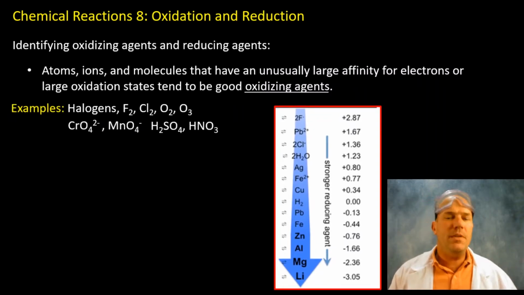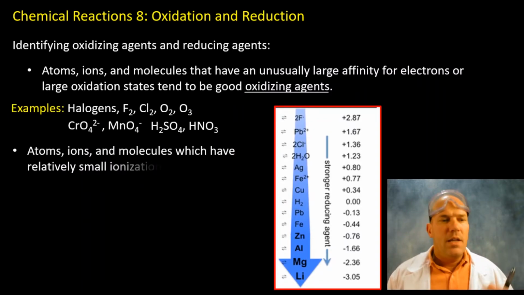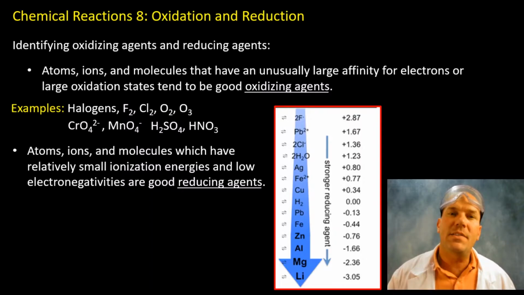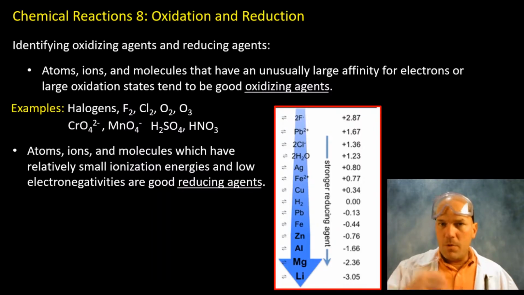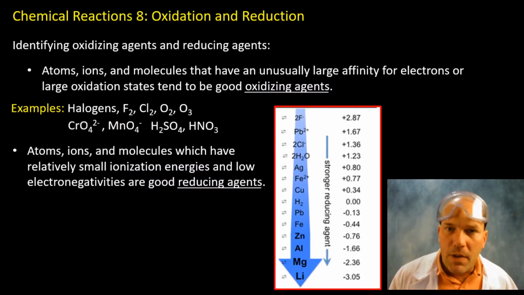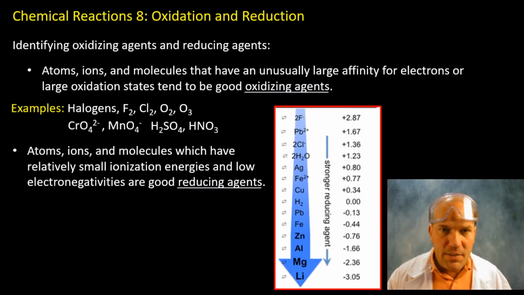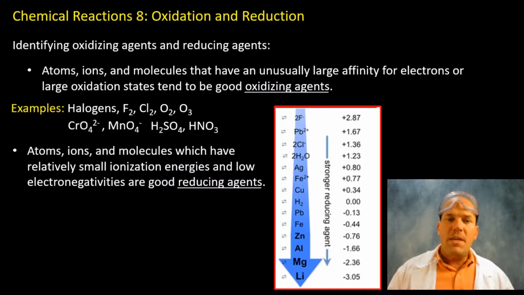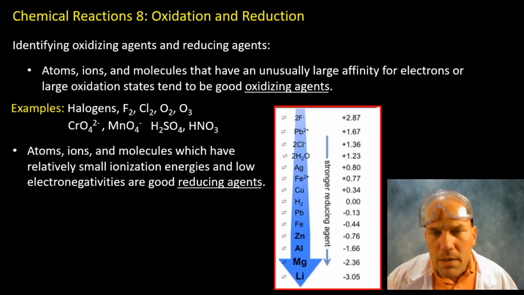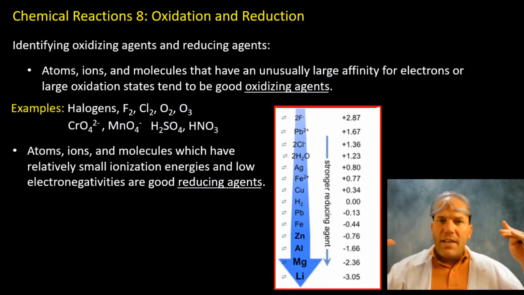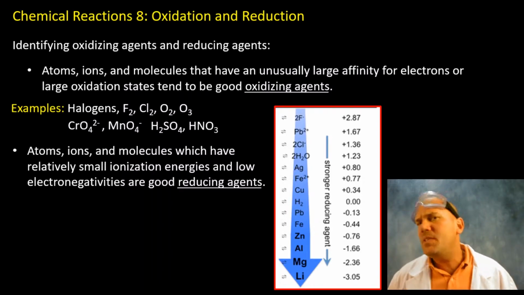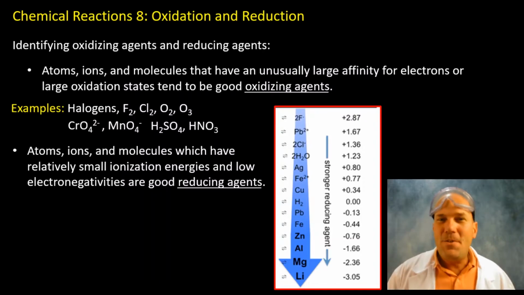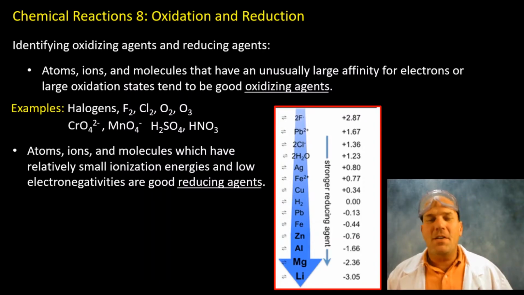Now let's look at some examples of reducing agents. These are atoms, ions, and molecules which have relatively small ionization energies. In other words, they will readily give away or eject their electrons. That's what that term means in case we haven't gone over it in this course yet. A small ionization energy means that these have very low electronegativities and electron affinities. So it's kind of like the opposite of the oxidizing agent, which should, by this point in this unit, make sense. So these are good reducing agents.